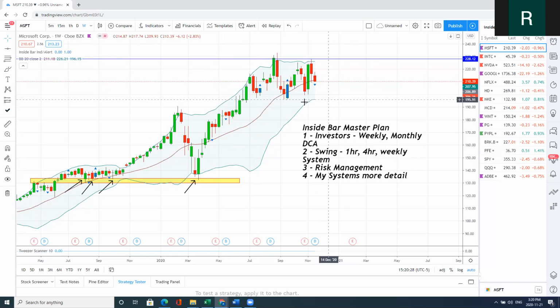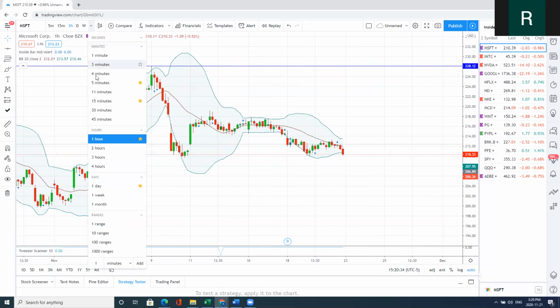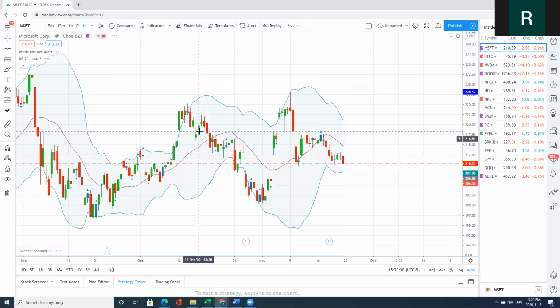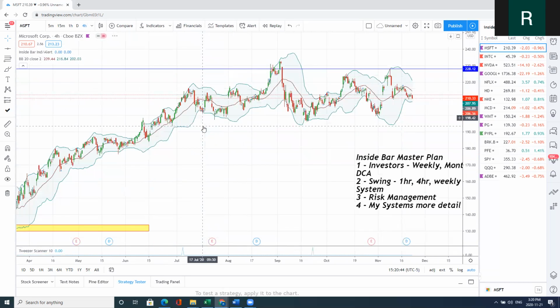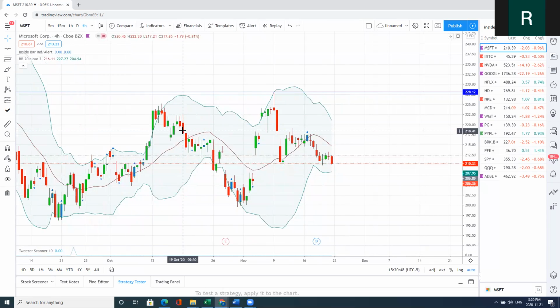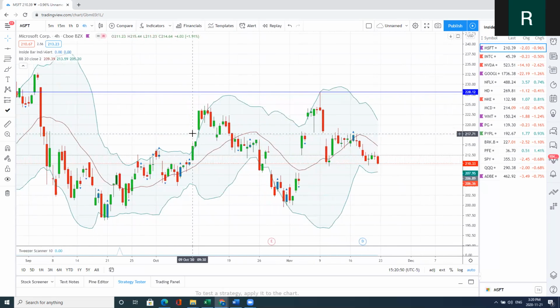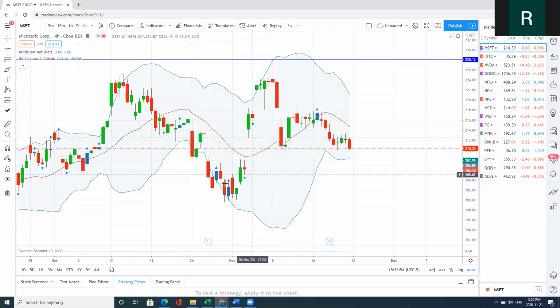So for the swing, we can do the same thing. It's swing traders on the hourly chart and also the 4-hour chart. The only difference is that you cannot just be going long, because you have to respect the trend on this time frame. You have to respect the setups on this time frame. So as a swing trader, let's say we get this setup here. Let's start here for Microsoft.